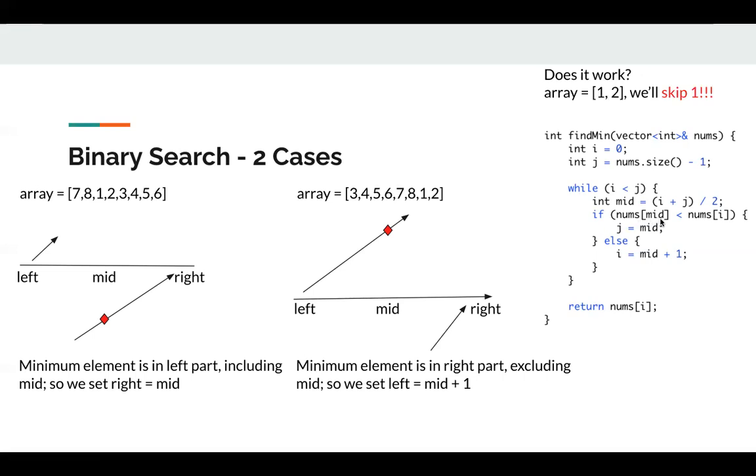Since nums mid is the same as i, it's comparing with itself. We skip it. What shall we do? We shall compare with right. If we compare with right, we know mid is 0, j is 1. So nums 0 is smaller than nums 1. So we set j to mid. So j becomes 0. i is also 0. So we will break this while loop. Then we just return nums 0.